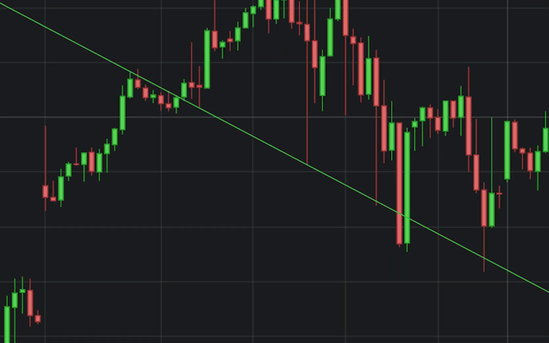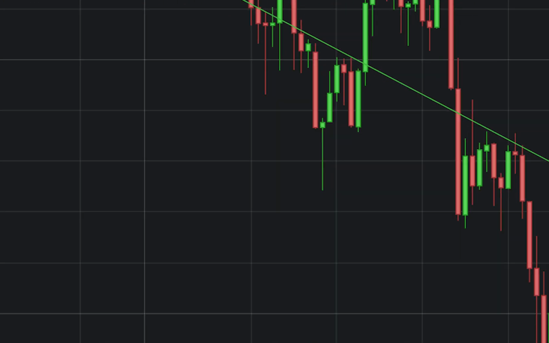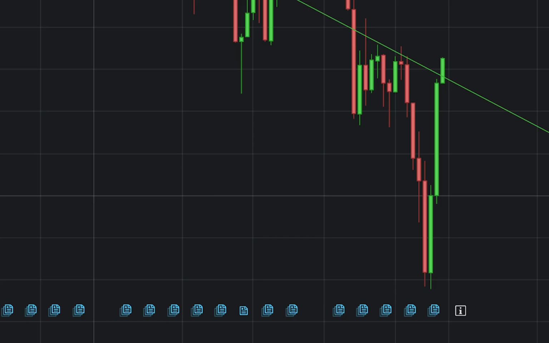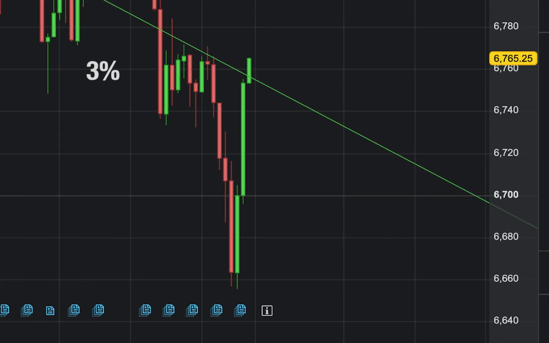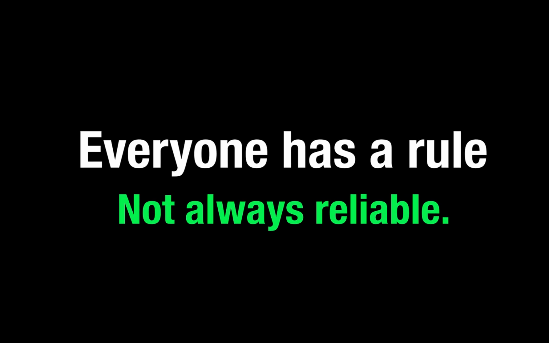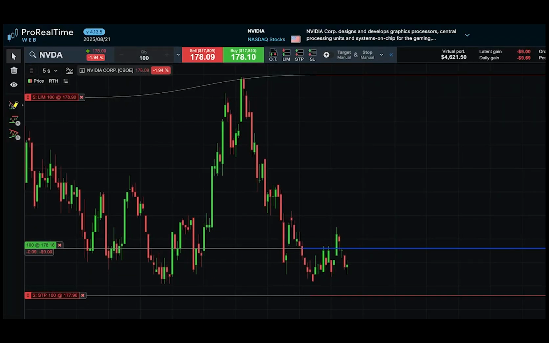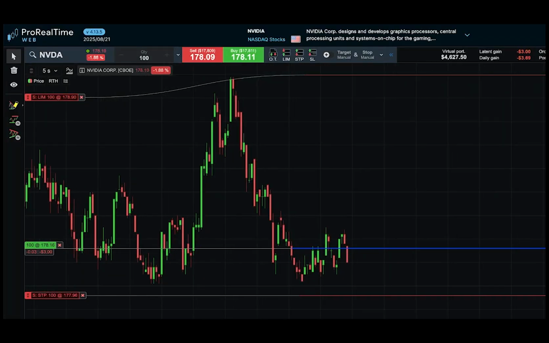Some traders say, watch the candle size. Small candles equals fake and large candles equal real. Others say, wait for a close beyond the line. Others say, wait for a 3% penetration. Everyone has a rule. None of them work 100% of the time. Why? Because markets don't follow rules. They follow participants, and participants can change their behavior.